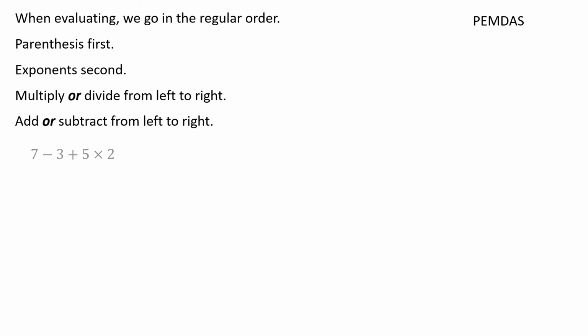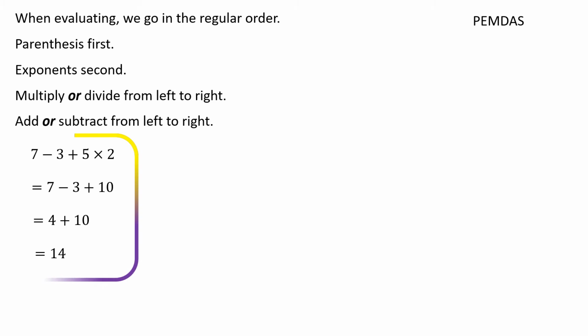All right, we're going to have 3 examples, so let's get going here. First example, I do not see any parentheses. I don't see any exponents. So I will look for any multiplying or dividing. Aha, there is an old-fashioned multiplication symbol. That's 5 times 2. 5 times 2 is 10. Now I got to look for adding or subtracting. I see both, so I'll go from left to right. 7 subtract 3 is 4. 4 plus 10 is 14. There is my answer to that first example.